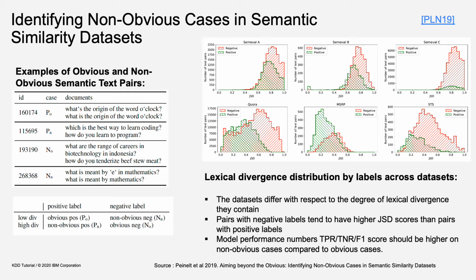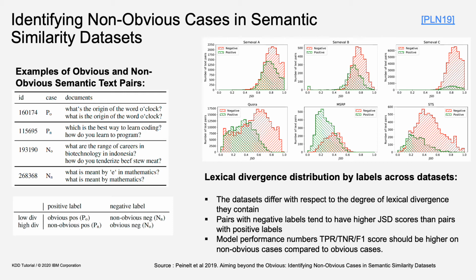The authors select well-known benchmark datasets differing in size, document length, document types, and tasks, and they plot the lexical divergence distribution. To characterize the datasets, the text pairs are represented as two distributions over words. Their lexical divergence is measured using GSD as shown in the figure. The datasets differ with respect to the degree of lexical divergence they contain. Pairs with negative labels tend to have higher GSD than pairs with positive labels.